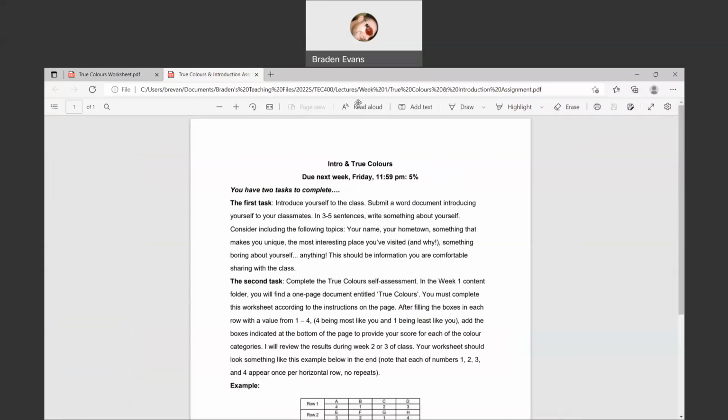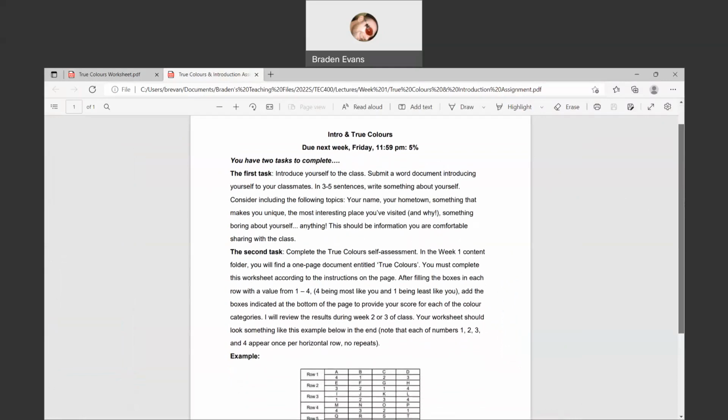So here's your assignment, posted in the assignment section. It's also posted under week 1, so you've got lots of places where you can find this assignment description. This assignment is going to be easy for you. I'm giving you 5% for something that is so easy. I'm giving you 2 jobs. One is to introduce yourself, and one is to complete what we call the True Colors self-assessment.